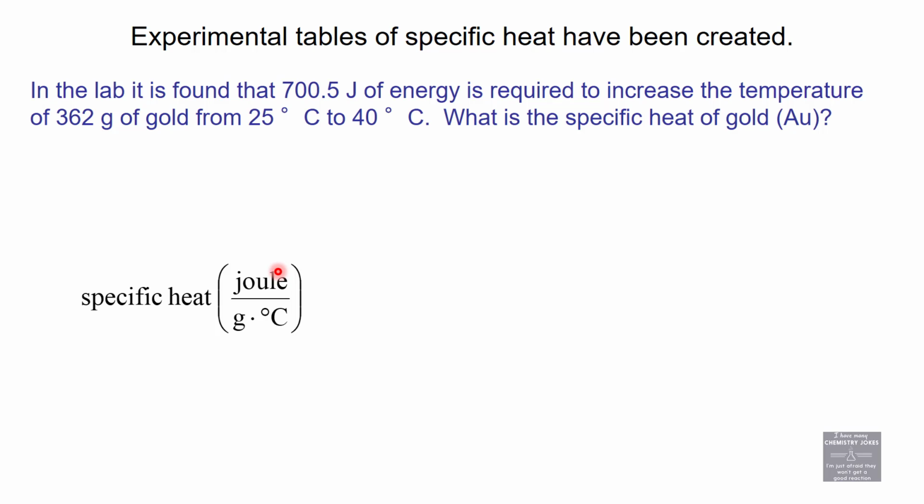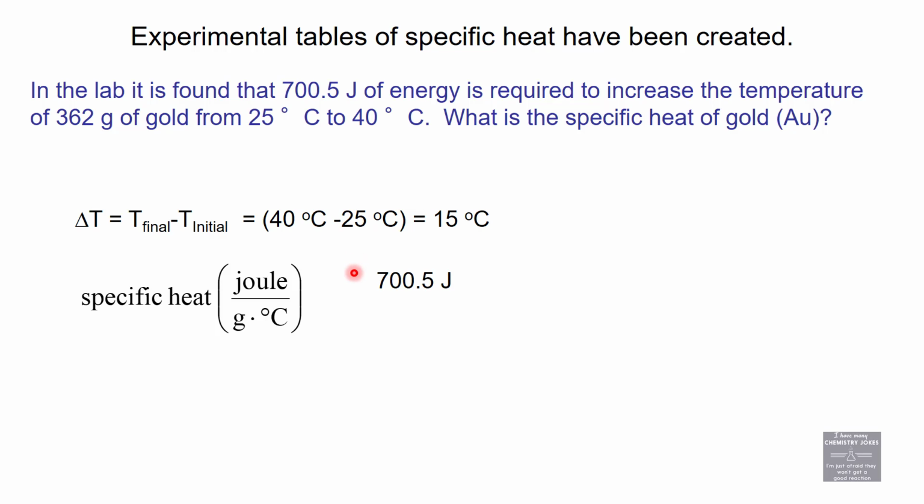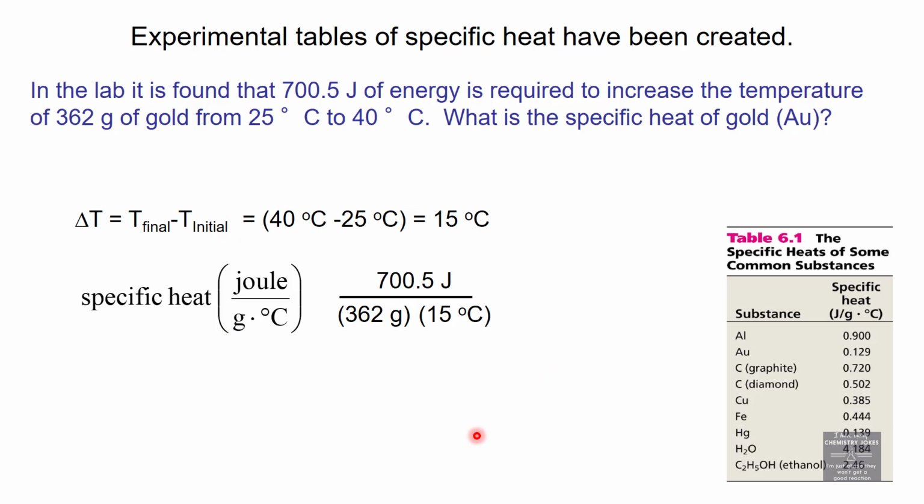So delta T, delta always means final minus initial. So our delta T is 40 minus 25. That's 15 degrees Celsius that this thing is changing by. So 705 joules of energy divided by 362 grams multiplied by 15 degrees Celsius. Do that little math there and you get the specific heat of gold, which actually is matching this table here, 0.129, 0.13 if you do that math.